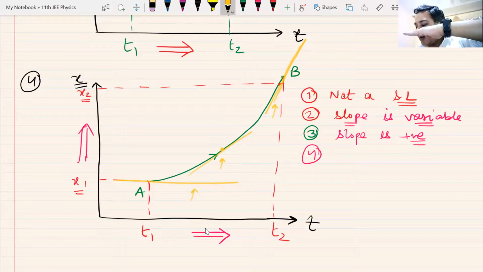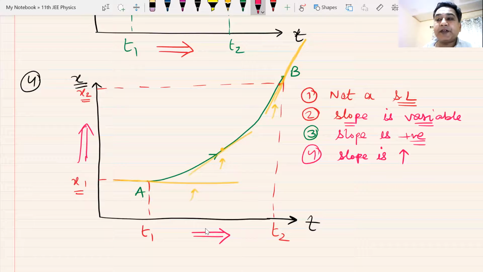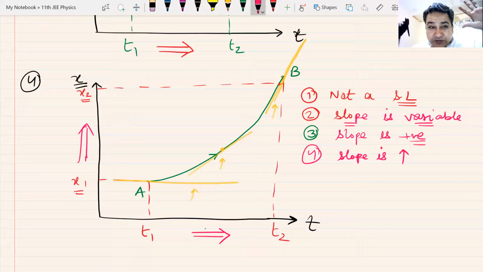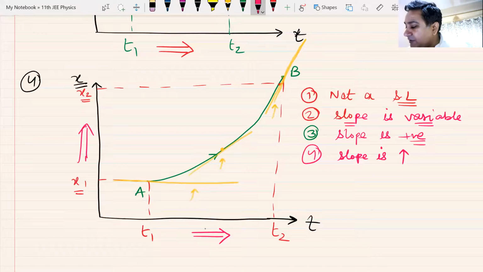It is flatter at point A. Since it is going towards point B, it is getting steeper. And since it is getting steeper, I can write that the slope is increasing. Am I clear with this point? Can I have a show of strength with some raised hands? Yes, sir, we understand that the slope is increasing. The curve is getting steeper and steeper. Great participation, guys.